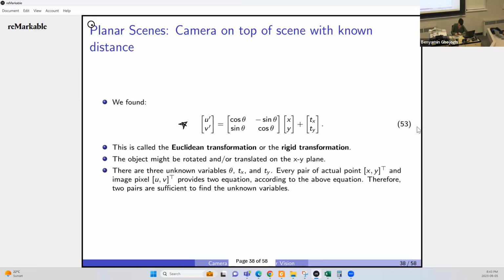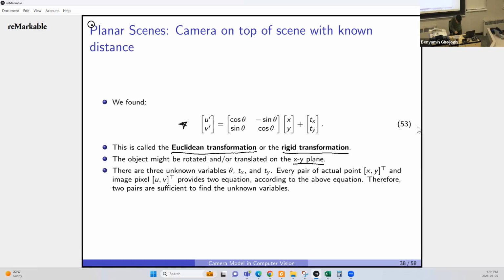This transformation is called Euclidean transformation or rigid transformation. The object might be rotated and or translated on the XY plane. I think it's obvious why. For example, you have some products in the factory going on the conveyor. One of them might be like this, one like this, one like this, one might be translated a bit to the right, a bit to the left.